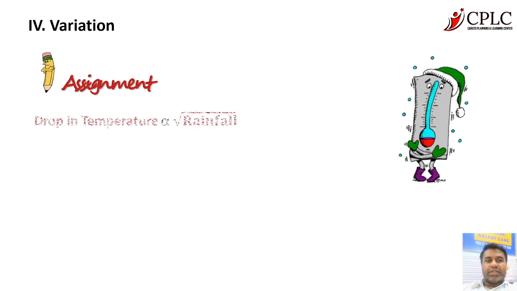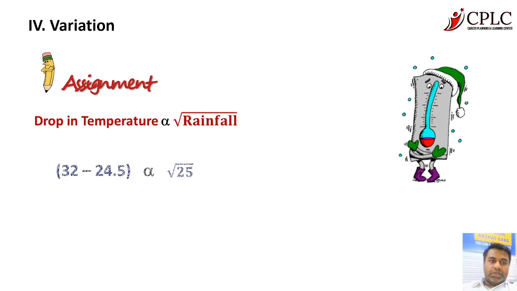Okay. So let us solve this example. Question says drop in temperature is directly proportional to square root of rainfall. So the first condition: temperature 32 से 24.5 हो गया, so drop is 32 minus 24.5 and it is directly proportional to root of 25. Similarly, now question is if the temperature is 24, what will be the drop? So after 24, because of rainfall, the temperature will drop from 24 से 20 भी हो सकता है, 19 भी हो सकता है, 18 भी हो सकता है. Correct? So the drop would be 24 minus x. X we are considering as the value which is the temperature after the drop.